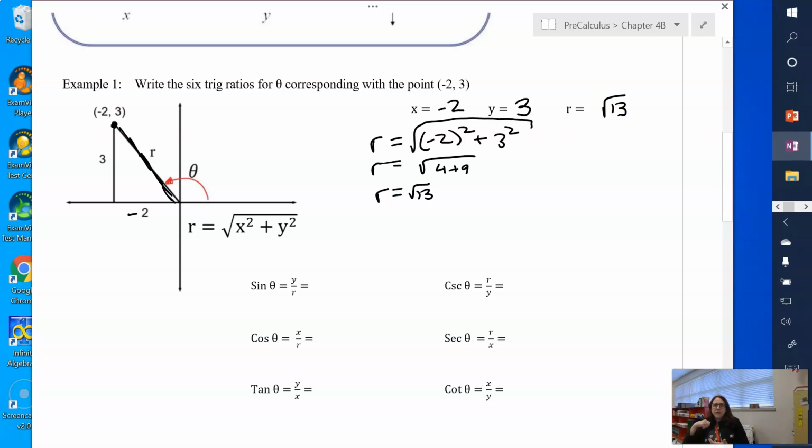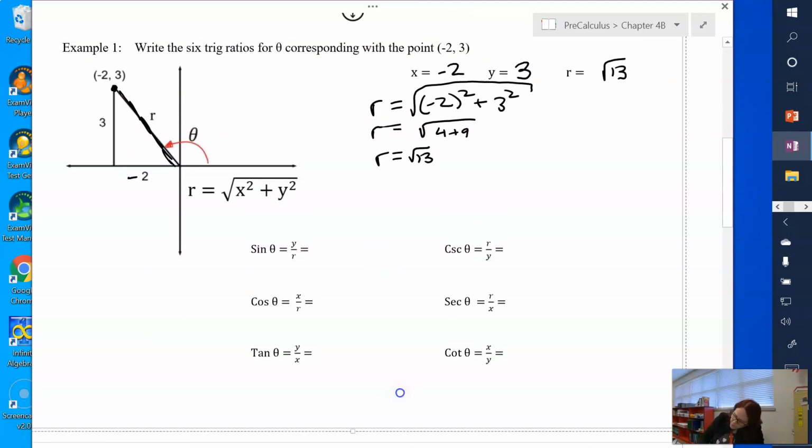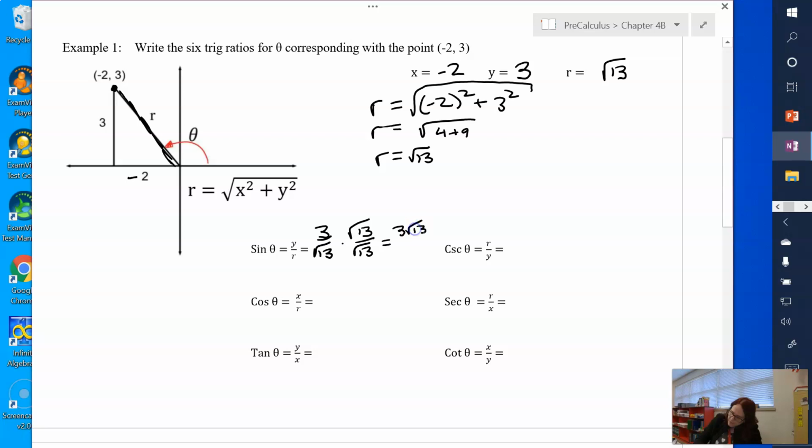So now I have everything I need to solve all 6 of these ratios. So sine is y over r, so 3 over square root of 13. Now don't leave it that way. Go ahead and rationalize this. All right, cosine of theta, we're going to do x over r. So -2 over square root of 13, and again rationalize. Tangent of theta, we're lucky, this works out really nicely, just y over x. So 3 over -2.